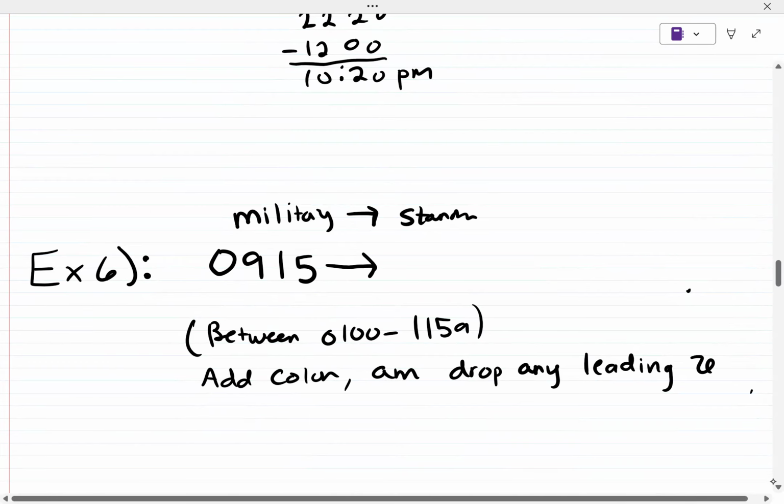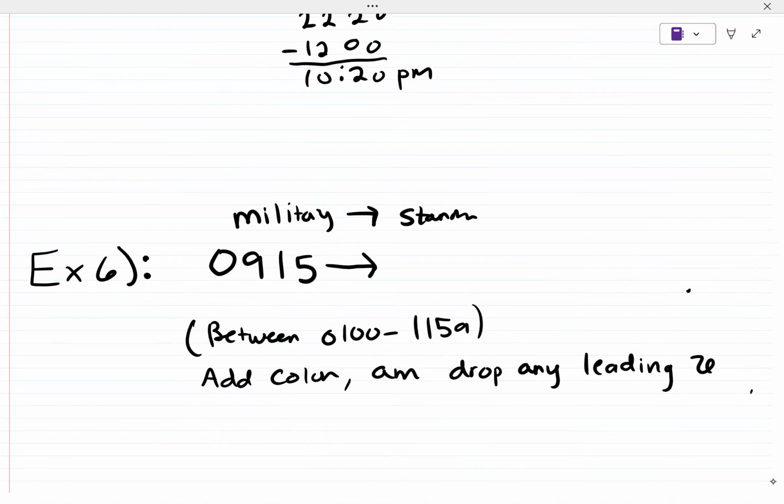Okay, example 6. Convert 0915 to standard. So it's basically military to standard. That is between 0100 and 1159. So you add a colon, AM, and drop any leading zero. So that would be 915, and then drop this leading zero, and then add an AM. So that would be 9:15 AM. Okay.